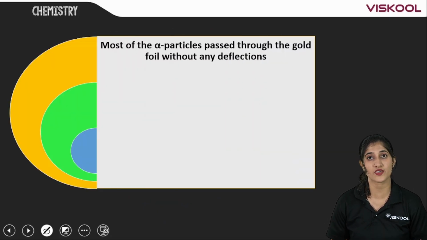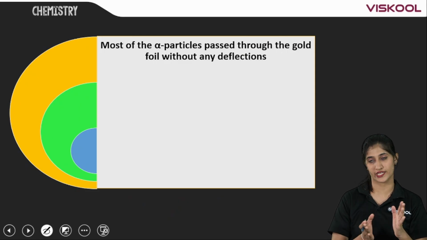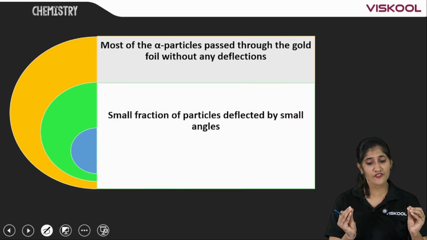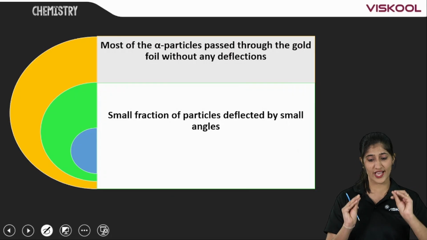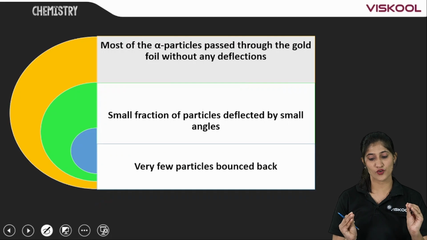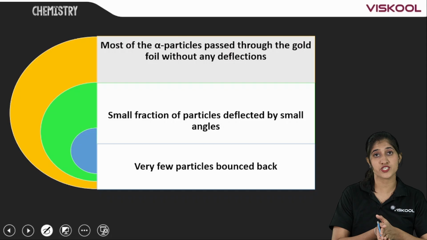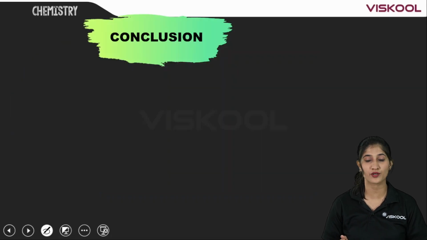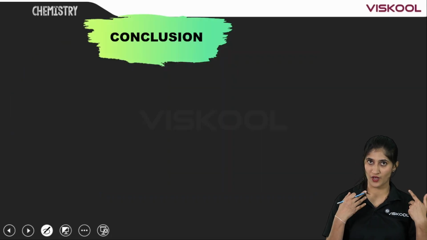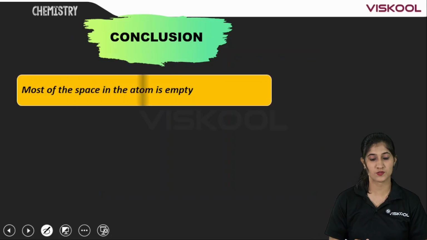Which was the first observation? Most of the alpha particles passed through the gold foil without any deflection. Very few alpha particles, that is a small fraction of particles, were deflected by small angles. Very few particles bounced back. Based on this observation, Rutherford made some conclusions. Most of the alpha particles passed through the gold foil, right? That means most of the space inside an atom will be empty.